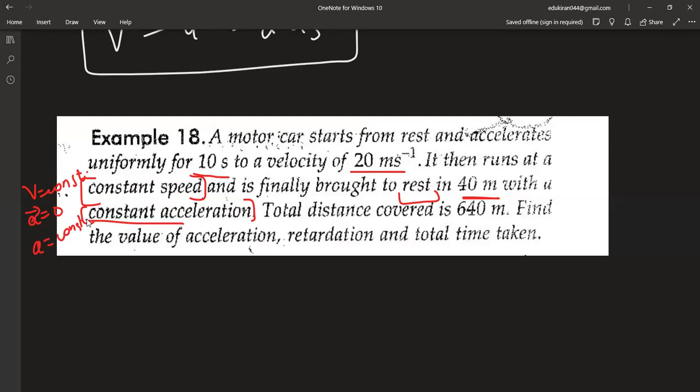The total distance covered is 640 meters. You have to tell the value of acceleration, retardation, and total time taken. One minute I'm giving: read the question, try it yourself, at least frame the basics, and if you get the answer, quickly respond in the chat column, then I'll discuss it. I have told you velocity is constant here, so acceleration is zero, but here acceleration itself is constant. And the total distance of the entire journey is 640 meters. After 40 meters, what happens? Everything is given. Just try, make at least a rough sketch of it.